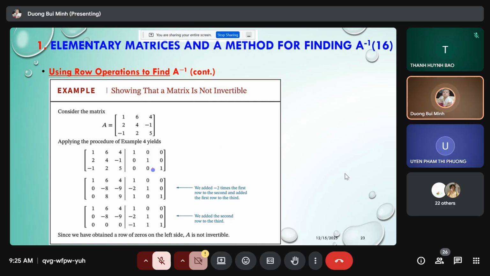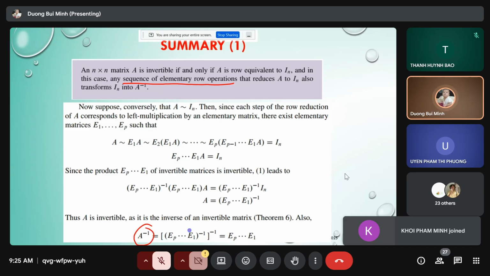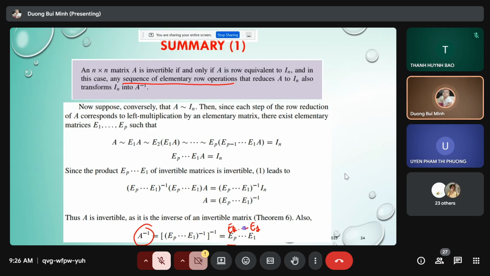So this is the special case, because after some steps we have a zero row, right? We have a zero row, so A is not invertible. We know that from before, right? So, for summary, if we determine the sequence of elementary row operations, you can get the inverse of A. So the inverse of A is Ek times ... times E1.